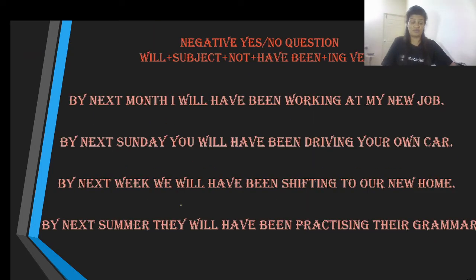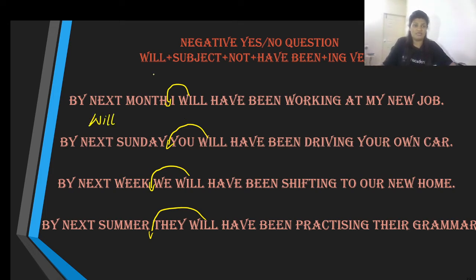Well, how do you frame negative questions of these? Well, you obviously bring the auxiliary verb in front, but you also introduce a negative word in between. Here, let me tell you how. You begin with will and then you bring the subject, and the subject is I. Will I, and then you bring in the negative word which is not. Will I not, and then you bring have. Will I not have, and then been. Will I not have been, and then the ing verb.